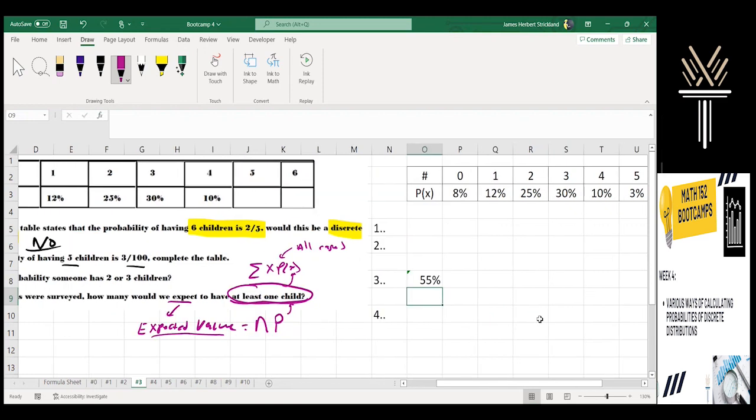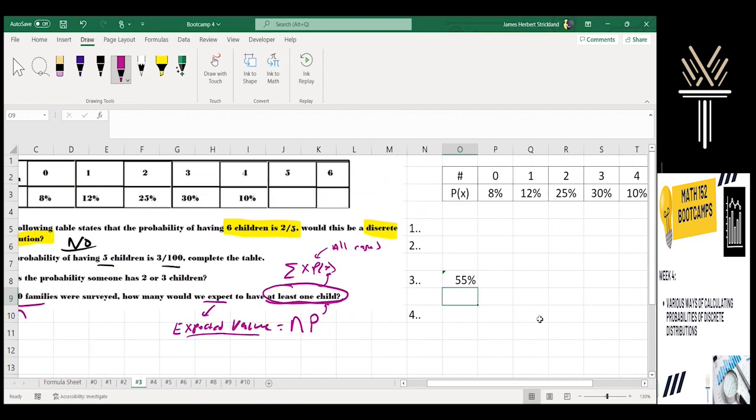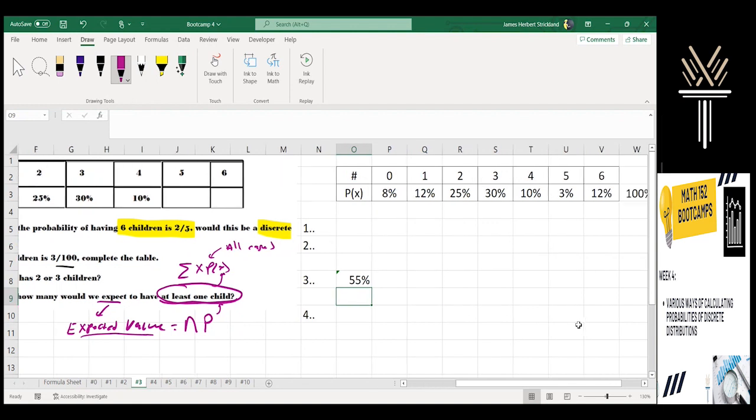So we already know the n, we already know 1,000. We just need to find the probability of at least 1 child. And we can do it 2 ways. We know that at least 1 child starts at 1 and goes all the way to the right. So I could add up all these probabilities, or I can use the complement and just take out the 8 from 100. Same thing, right? Because the complement just takes off what you don't want, leaving what you do want.